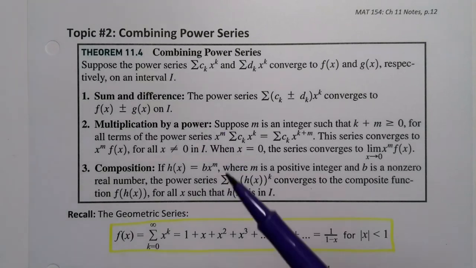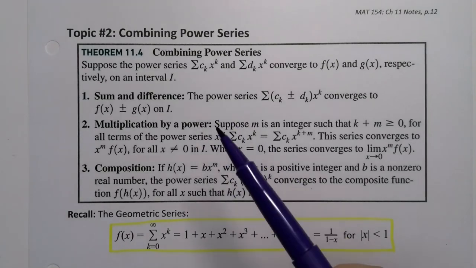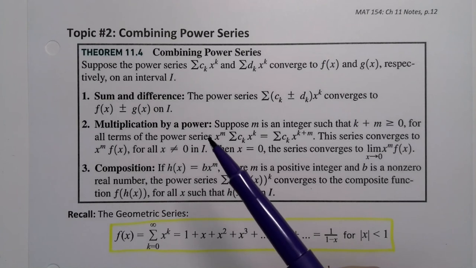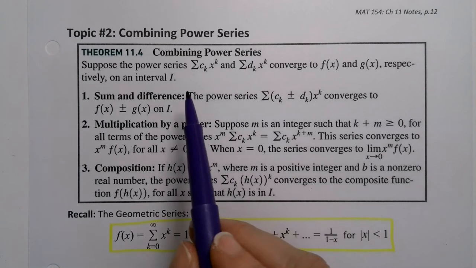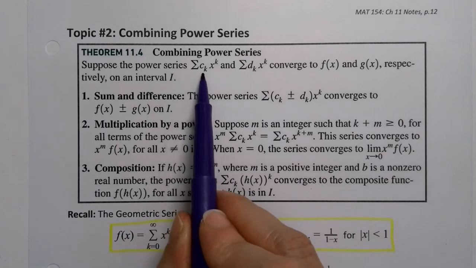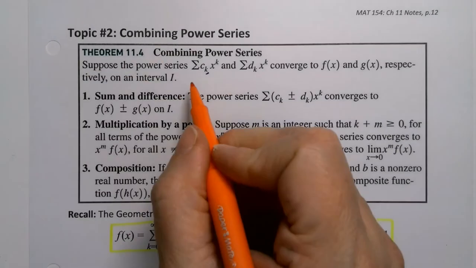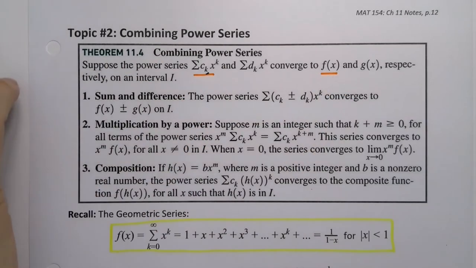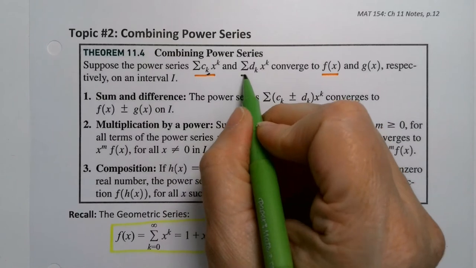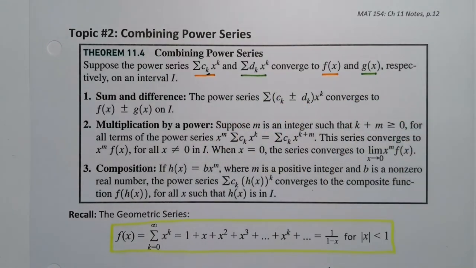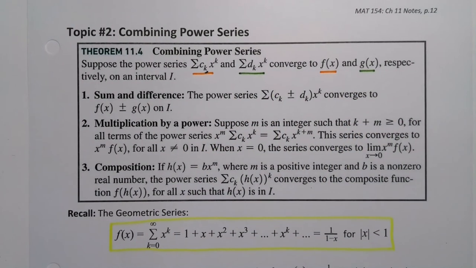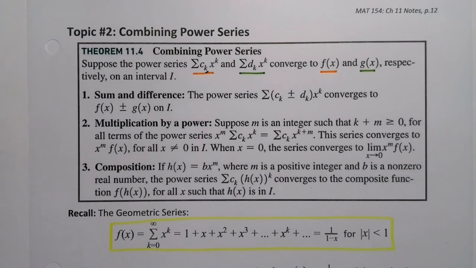So if you remember, we said that we could use power series to create new and interesting functions in a different way. And we're going to now put that to the test even more so. Because if we have a power series, c sub k x to the k, that converges to f of x, and then we have another power series, d sub k x to the k, that converges to g of x, respectively, both on the same interval, right? Notice that it's on an interval I, so same interval.